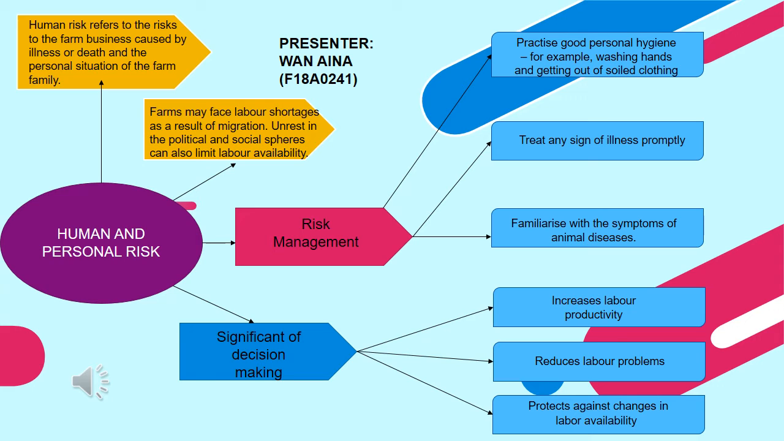productivity. For risk management, we need to practice good personal hygiene, for example, washing hands and getting out of soiled clothing. Second is treat any signs of illness. Third is familiarize with symptoms of animal disease. For the significance of decision making, first we have to increase labor productivity. Second is reduce labor problems, and lastly is protect against a change in labor availability.